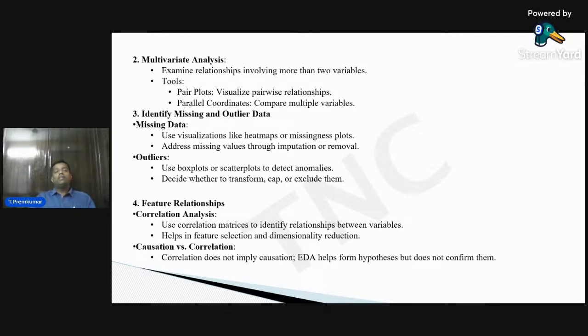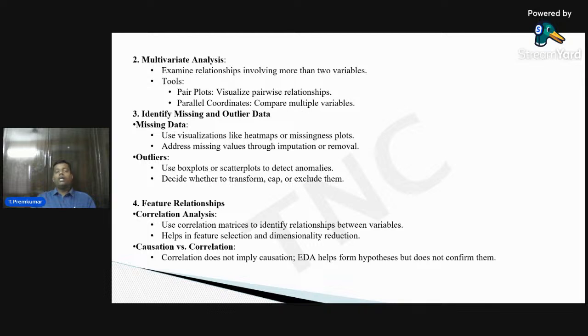And multivariate analysis examines the relationships involving more than two variables, using pair plots as well as parallel coordinates. A pair plot visualizes the pairwise relationships. And parallel coordinates compare multiple variables for the visualization process.